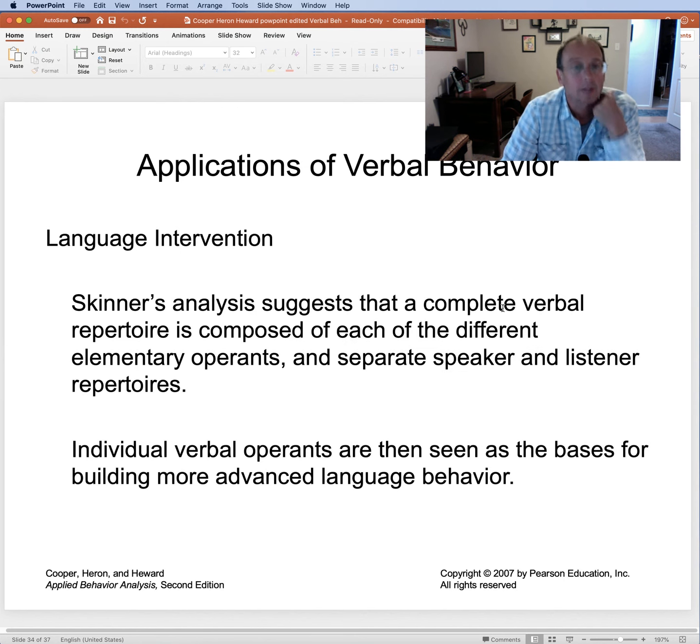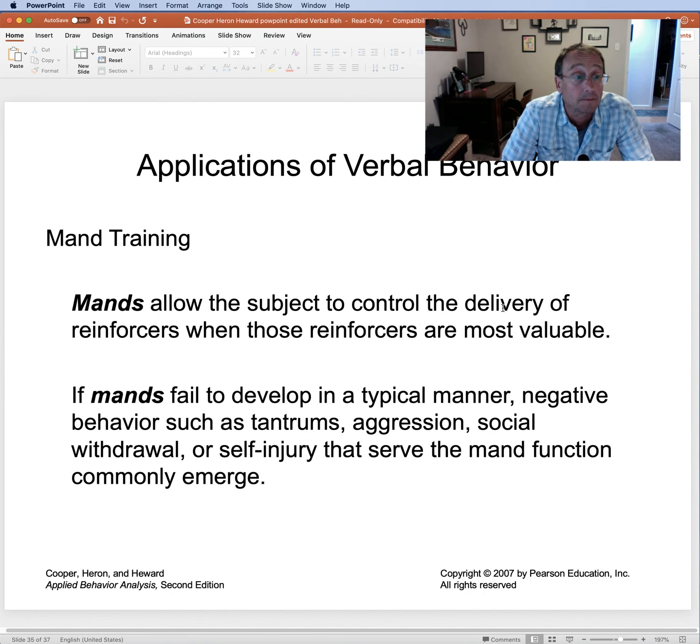Okay, and that's just what we talked about. And then here's another interesting thing. Just because we can teach somebody to tact something does not mean that they will also then know how to use it in the other forms. It does not necessarily mean that they will naturally generalize to mand for those. And sometimes when somebody will mand for something, they sometimes won't tact it. So we have to actually train these different components of verbal behavior.